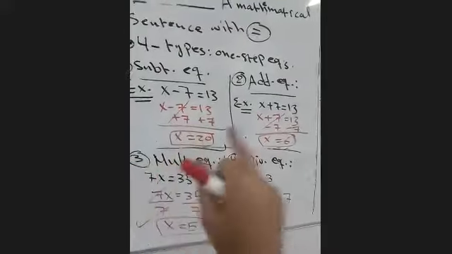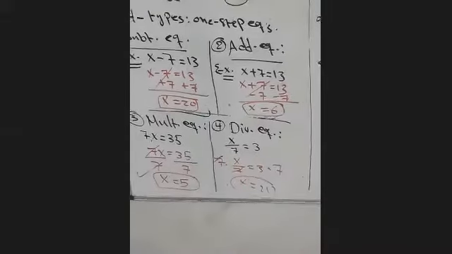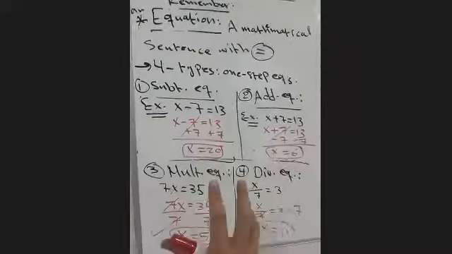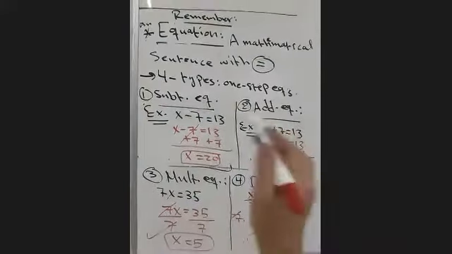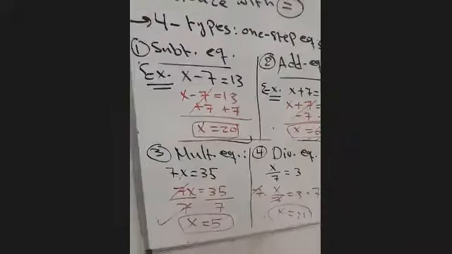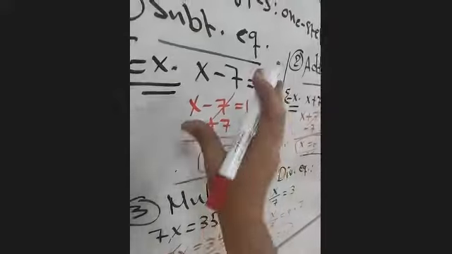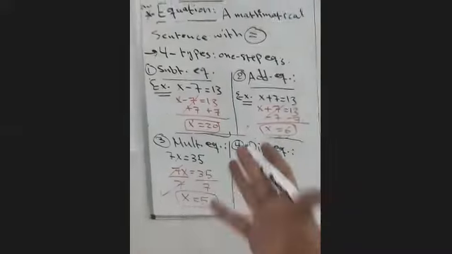So to do a one-step equation, guys, we do the opposite operation. Subtraction, we do add. Addition, we do subtract. Multiplication, we do divide. And division, we do multiply. This is what we did until now in this chapter. Okay? Done? Now, these are the 4 types of one-step equation. Why do we call it one-step? Because in one step, we get the answer. If you do one step, you get the answer. That's why we call it a one-step equation.